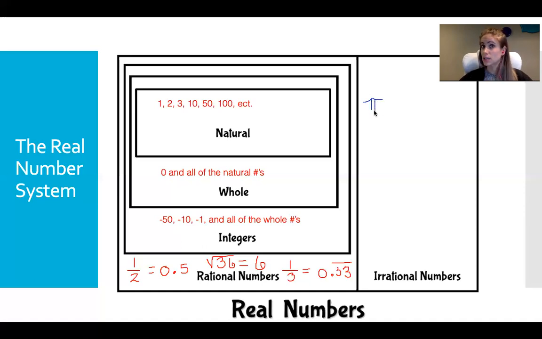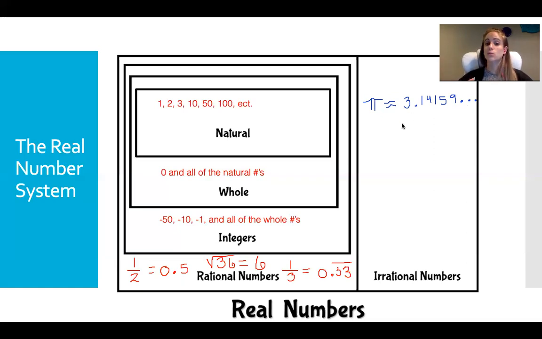Pi Day was actually the very first Saturday of your spring break, 3.14, March 14th. When we approximate its value, we often refer to it as 3 and 14 hundredths. But that decimal does continue. That's just where we choose to truncate it, where we choose to stop it. But it really continues forever and ever. So it never terminates and it also never repeats.